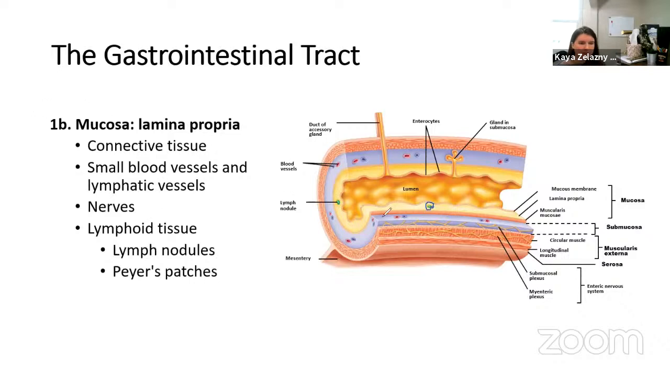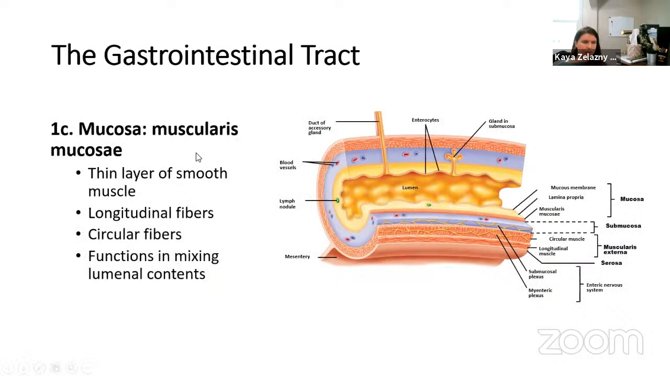There are going to be some nerves traveling throughout this area as well. But a lot of what we're interested in in the lamina propria, or you will be interested in the future, is this lymphoid tissue, this lymph function. So we have some lymph nodules. We have some specific lymph structures called Peyer's patches here in the lamina propria. Okay. Mainly think about it as connective tissue.